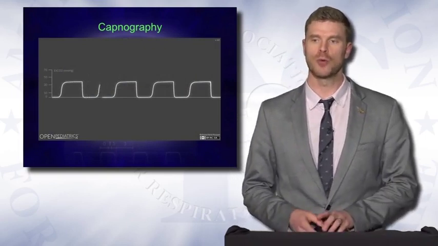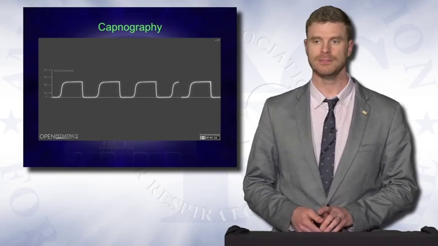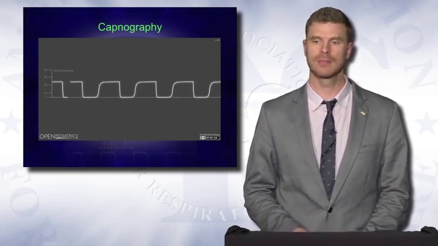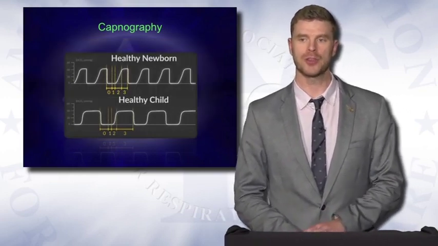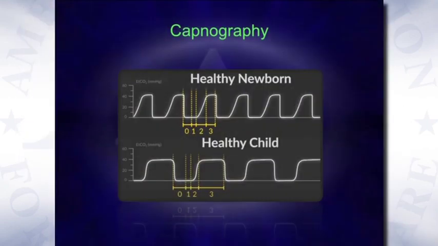First off, we have a normal pediatric capnogram, very similar to the adults. What I've done here is on the top put a healthy newborn capnogram and on the bottom a healthy child. Number one, we can see that the frequency at which we're seeing the CO2 tracings in a healthy newborn is higher. This is because they have higher respiratory rates. And number two, there's a couple important differences towards the end of the CO2 tracing.